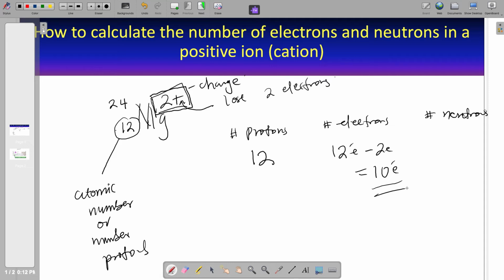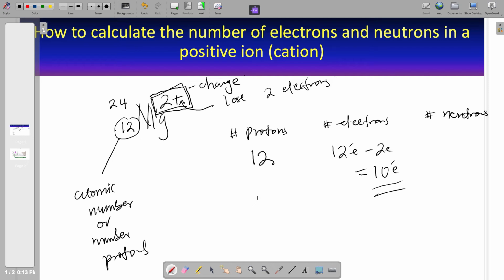So if you compare 10 electrons to 12 protons, you notice that of course the number of protons is higher than the number of electrons. And since protons are assigned a positive charge and electrons are assigned a negative charge, it makes the whole of magnesium assume a plus charge.